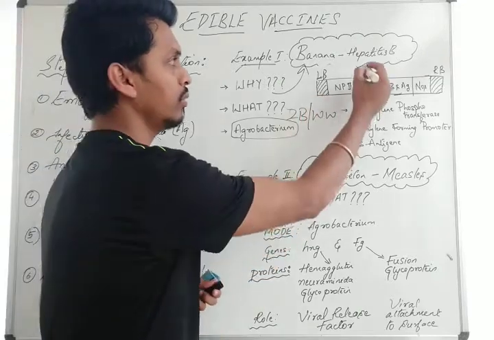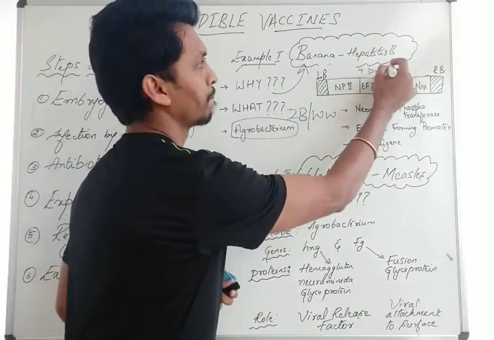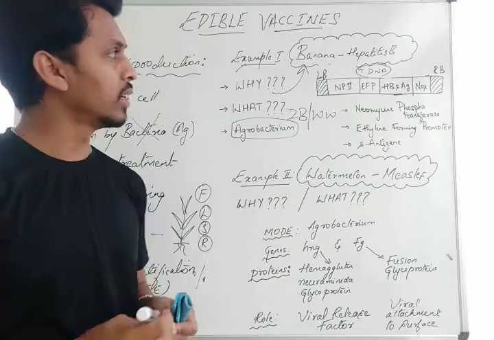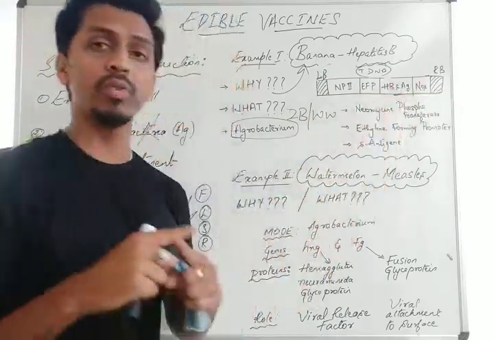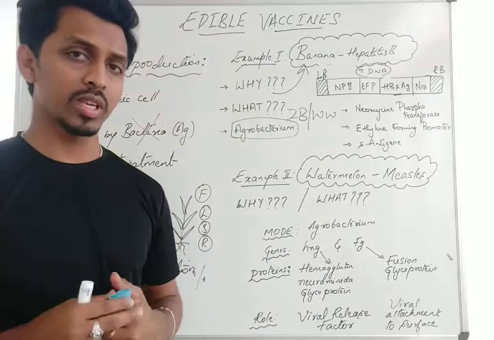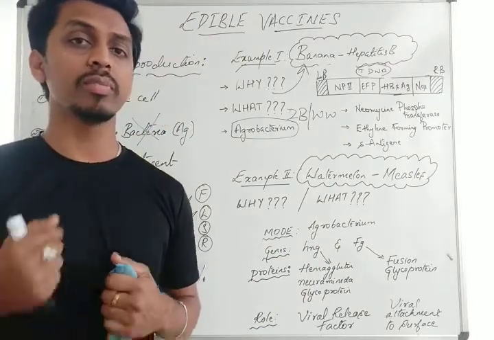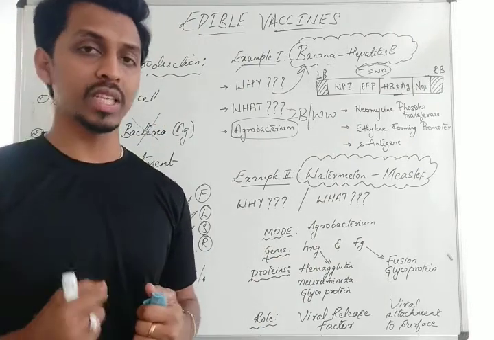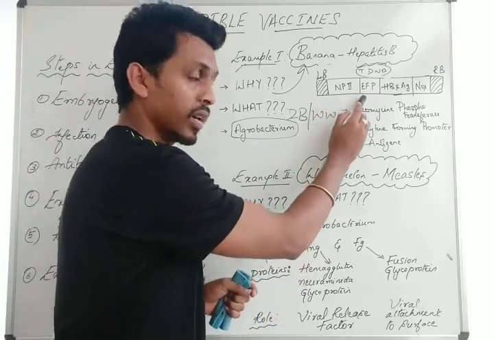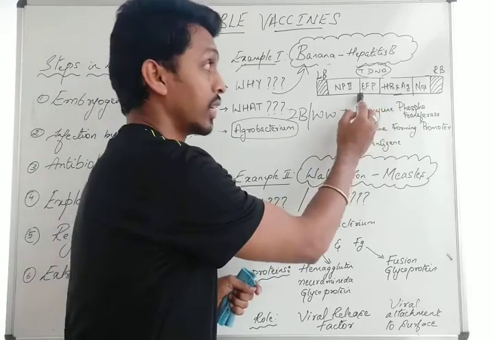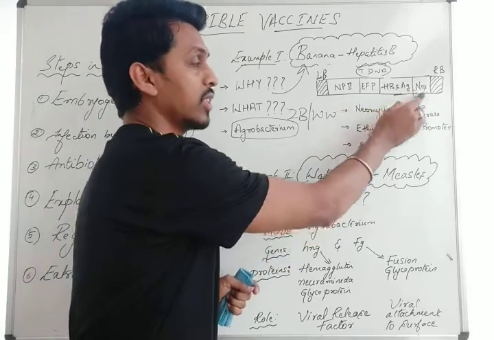What we do is take a T-DNA. In this particular T-DNA, I retain the left border and right border and remove all the oncogenes. Once the oncogenes are removed, I incorporate the gene of my interest, or the segments which I want. The segments I incorporate here are NPT2, EFP, HBsAg and NOS.